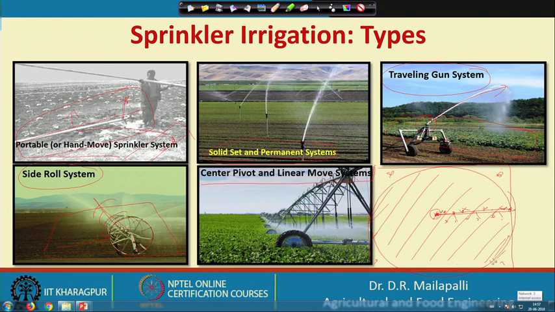In order to avoid this corner dryness, some systems will have a gun, like a travel gun here. That definitely will wet the corners.